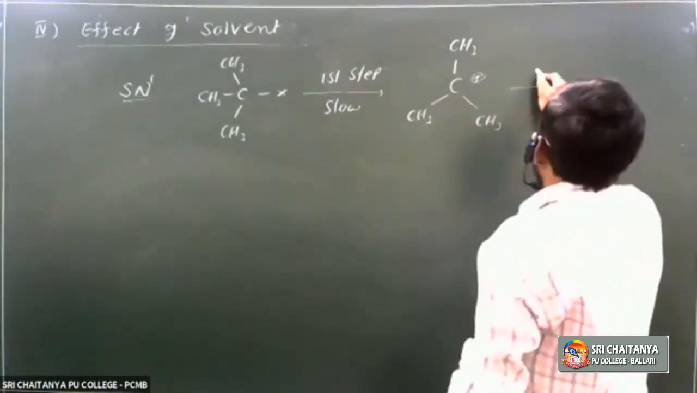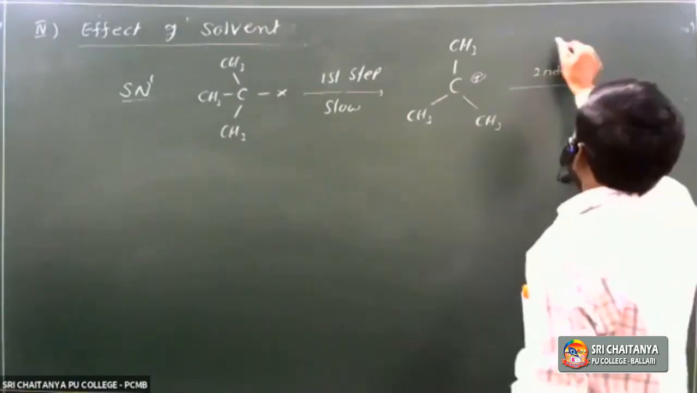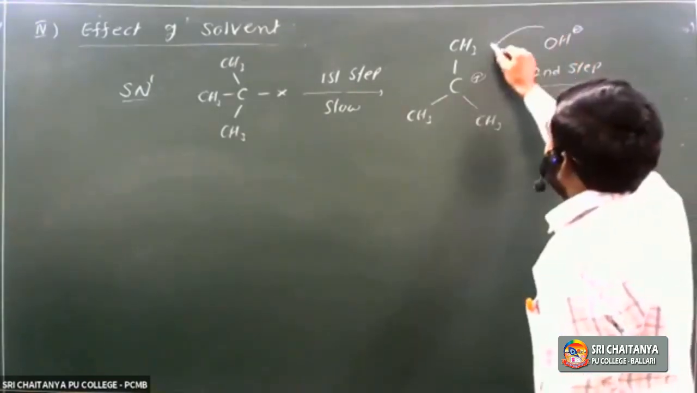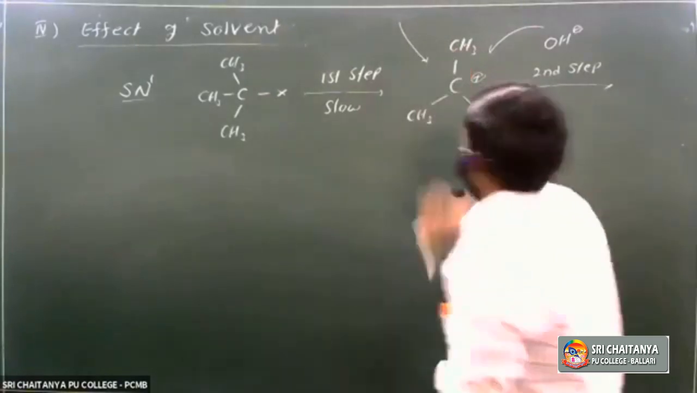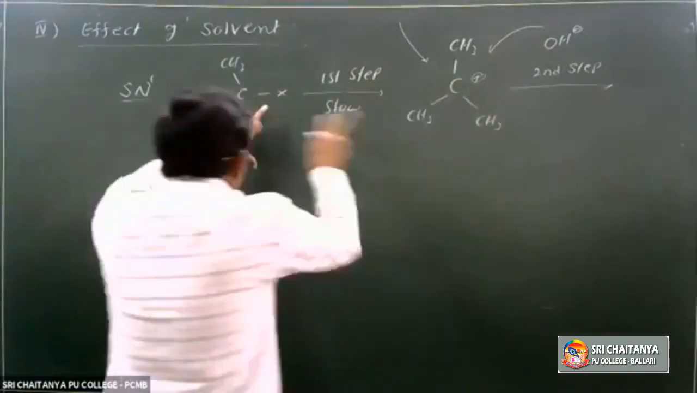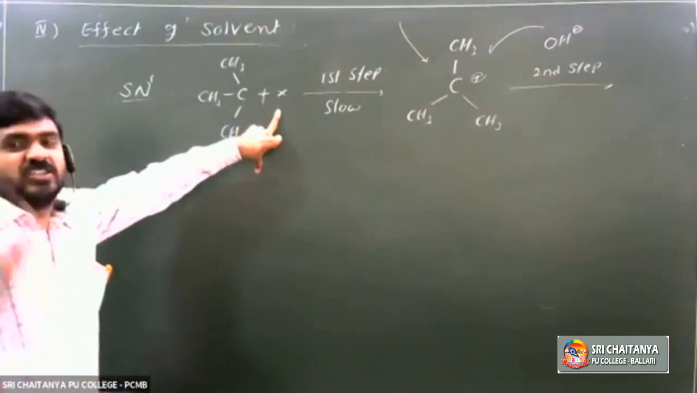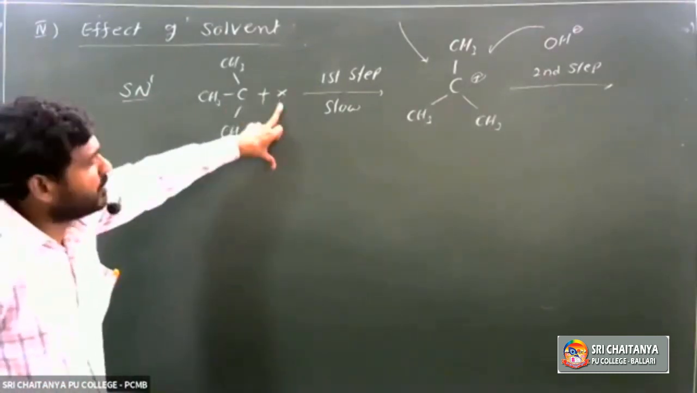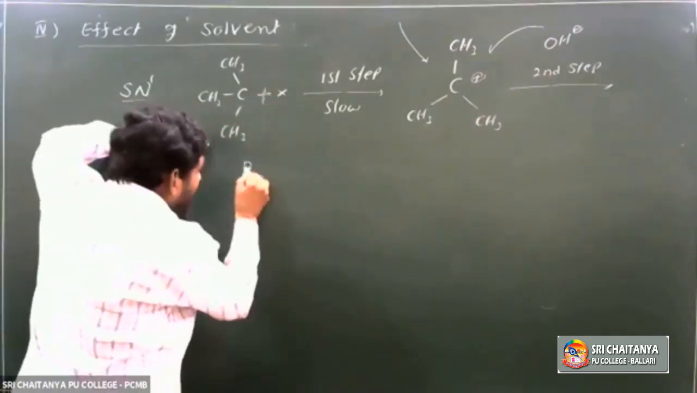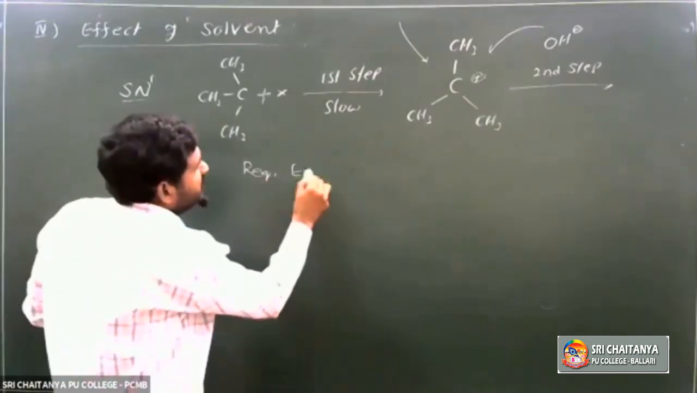In the second step, the nucleophile attacks. The nucleophile is added to the carbocation either from this side or from this side. So this reaction takes place in two steps. In the first step, the carbon halogen bond is broken. To break the C-X bond, energy is required.